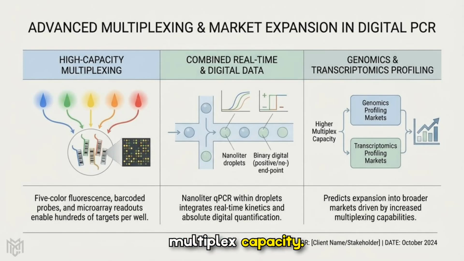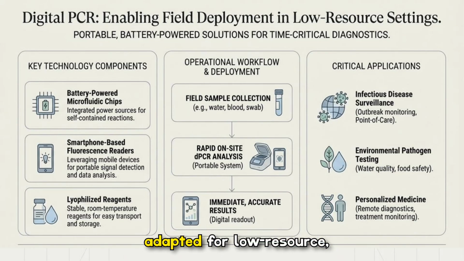capacity. Finally, digital PCR can be adapted for low-resource, field-deployable diagnostics through battery-powered microfluidic chips, smartphone-based fluorescence readers, and lyophilized reagents. The operational flow is simple. Collect a field sample, run rapid on-site dPCR with a portable reader, and get immediate, accurate results useful for infectious disease surveillance, environmental testing, and decentralized personalized medicine.